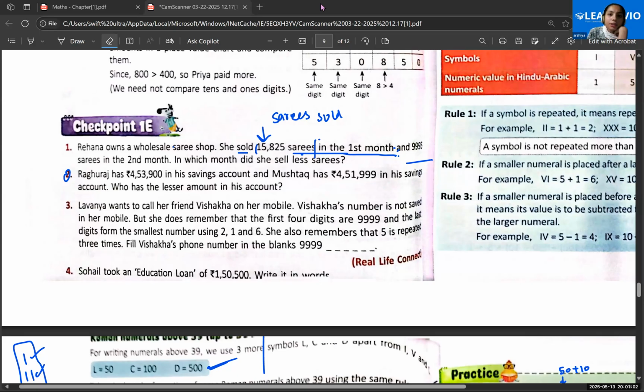Okay, can you tell me the statement? First statement is Raguraj has 4 lakh 53,900 rupees. Second one is Mushtaq has 4 lakh 51,999 rupees. Then the last one is Mushtaq has less money than Raguraj.